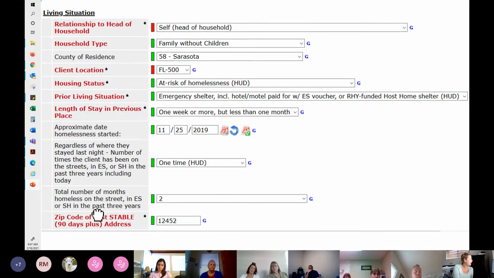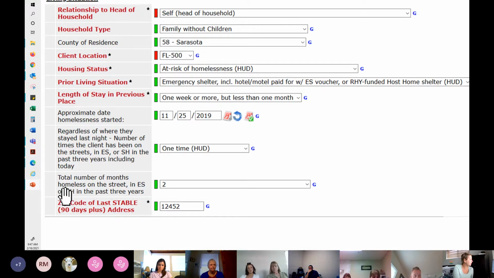However the client responds is how you will enter your data. And then we look here at the total number of months homeless on the street in emergency shelter in the past 3 years. Well, this indicates 2 months in the last 3 years. Well, that doesn't really make sense considering the client's approximate date homelessness started is 2019. So this is one of those areas that maybe at the time this was initially collected, that was current information, but now a full calendar year has gone on since this assessment. So that response would be 12 months or more.